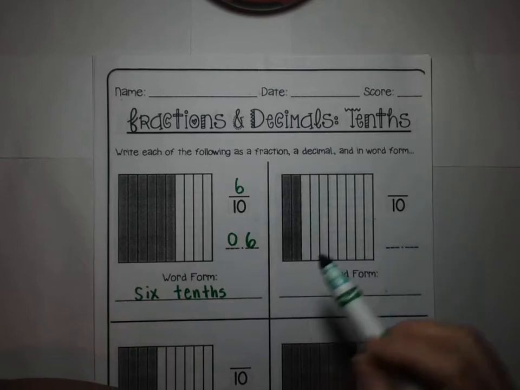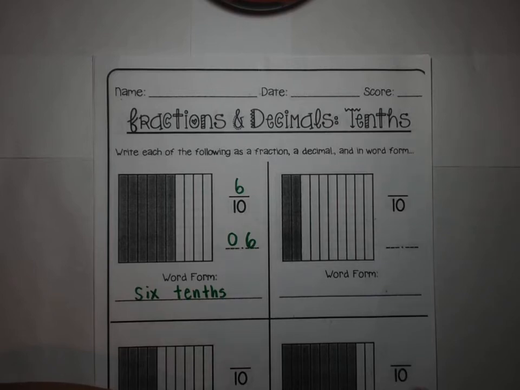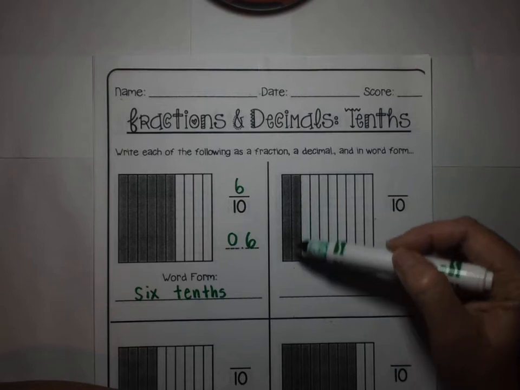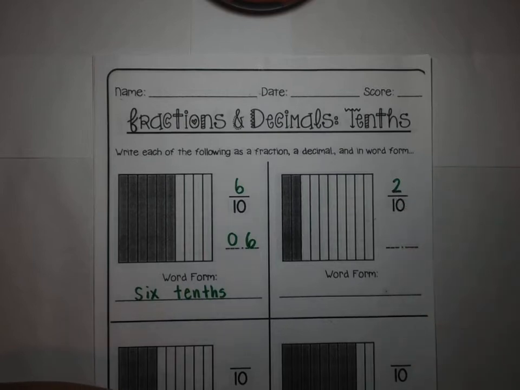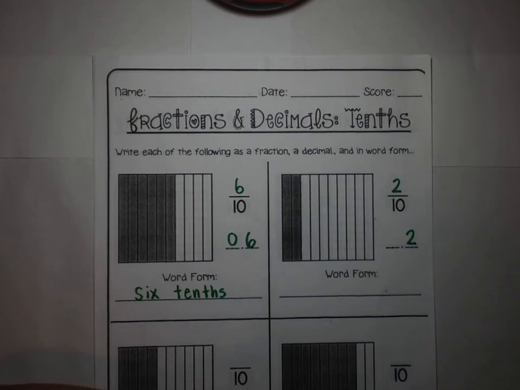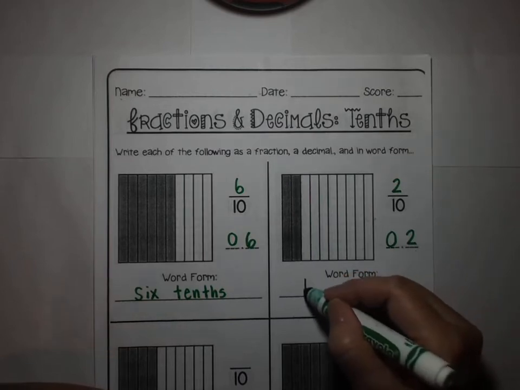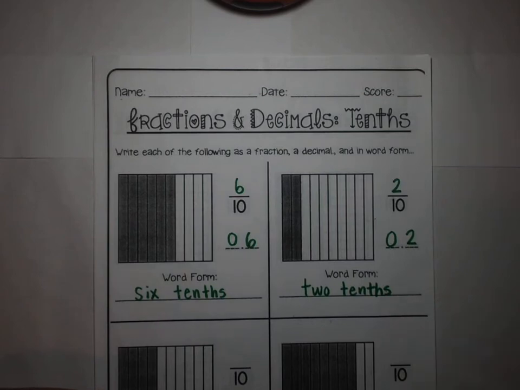Here's our other example. I have one whole and there's 10 equal sections, or 10 equal pieces. 2 of them are shaded in, so that means I have 2 out of 10 shaded in. 2 tenths. So how would I write that as a decimal? 2 tenths. We like to go ahead and fill in our 0. So 0 and 2 tenths is the same thing as 2 tenths. Word form, 2 tenths. So those are a couple of examples where we're looking at tenths.